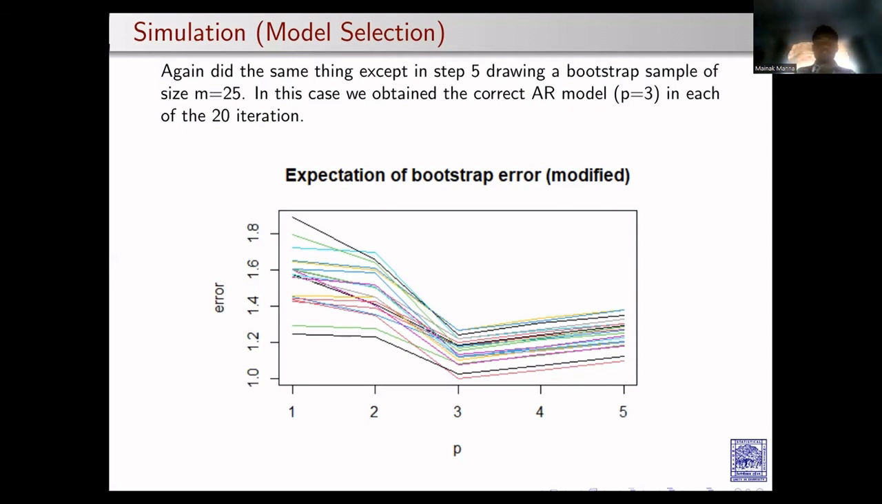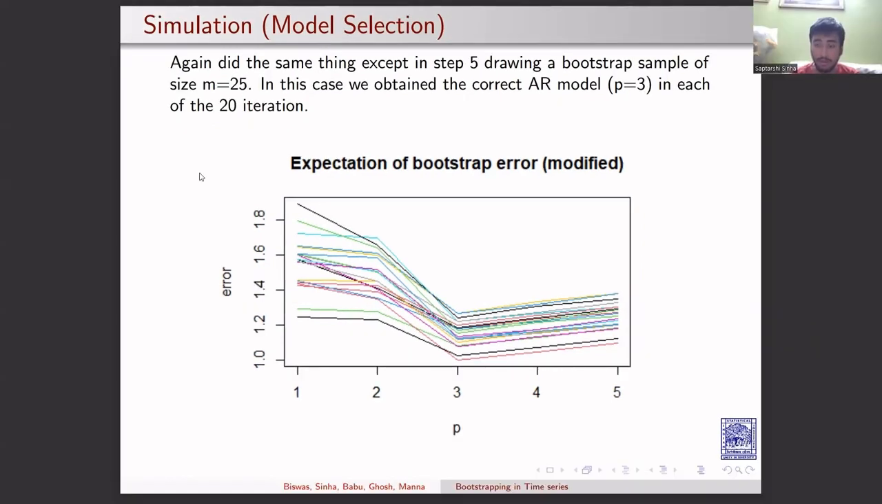In this case, we can see that p equal to 3 clearly gives the minimum value in the graph. In all 20 iterations, we got the minimum value at p equal to 3, so this method chooses the correct model consistently. So after the model selection is done, we are now sure that it was actually an AR(3) model.